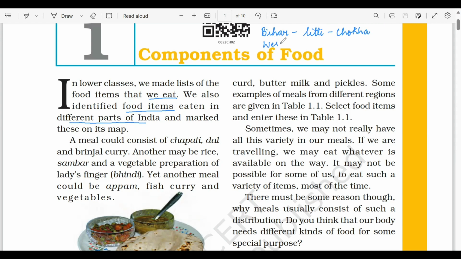Let's take up one more example. West Bengal. आप सबको पता होगा West Bengal में रसगुल्ला बहुत famous है, right? Rasgulla. And finally, if we take one more example, let's take up an example of Karnataka. Karnataka is famous for Mysore Pak. Okay, so we have already learned that different parts of India में different food items खाए जाते हैं.